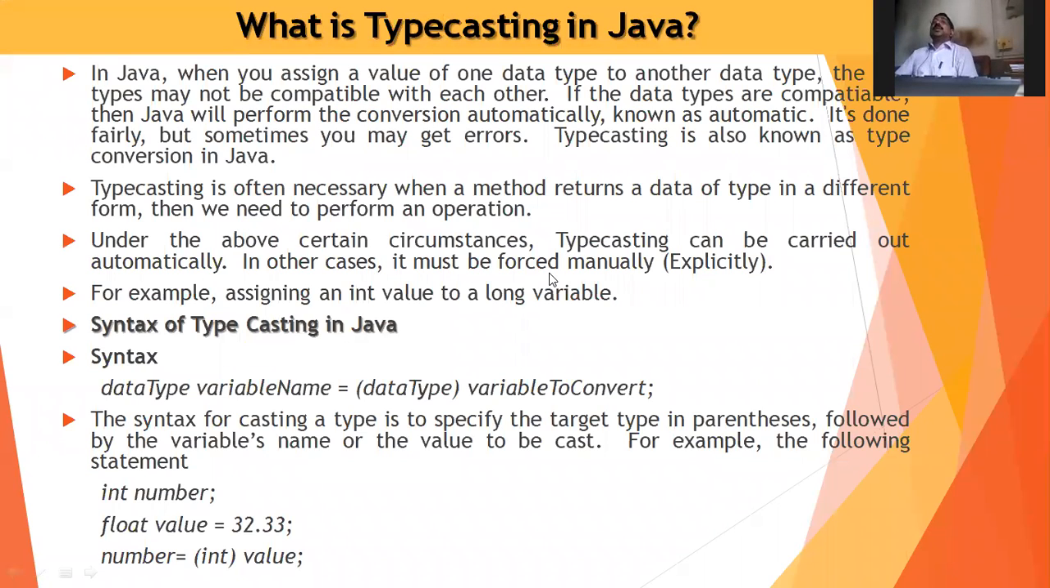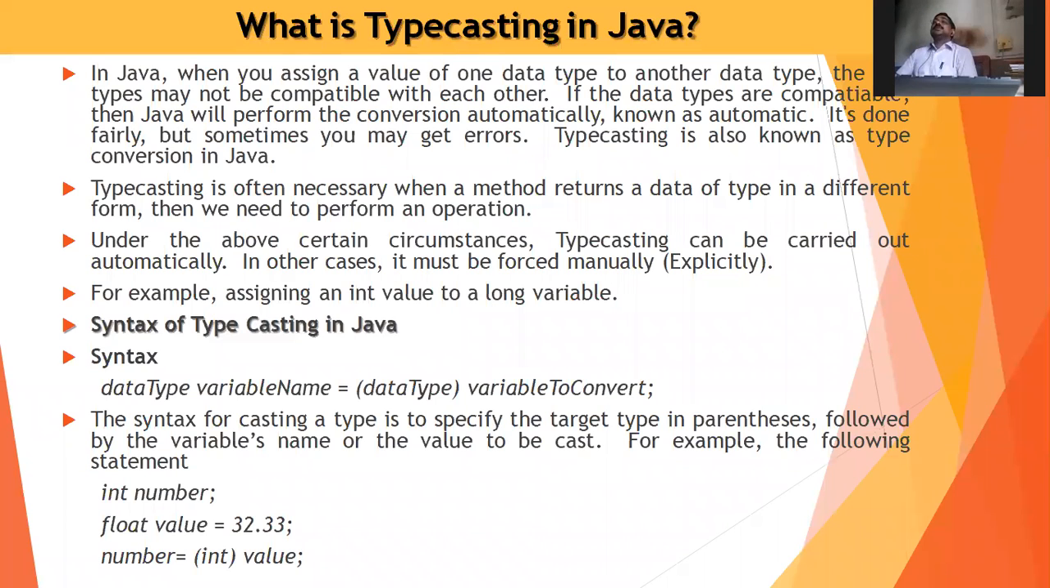Now this is another part, which is called typecasting in the Java language. We know that in Java, when you assign a value of one data type to another data type, the two types may not be compatible with each other. If these data types are compatible, then Java will perform the conversion automatically. This is known as automatic conversion, but sometimes you may get errors. Typecasting is also known as type conversion in Java.